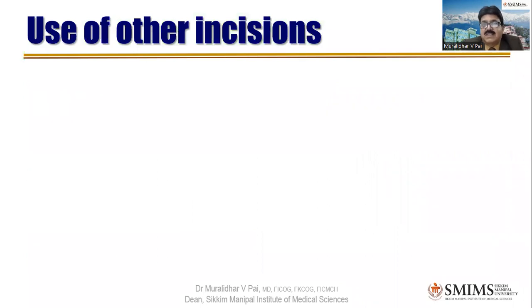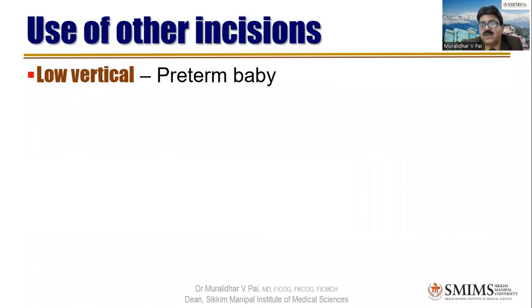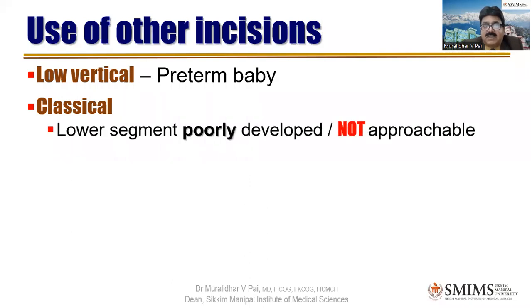What are the uses of other incisions, which I've already told you? Lower vertical probably is for a preterm baby, but I have never used it. Classical is not totally obsolete or out of modern obstetrics. It is coming back in a way, I should say, when the lower segment is poorly developed or not approachable because of thick adhesions. In another talk of mine about troubleshooting in Caesarean sections, I have talked about fundal incision, not just the upper segment, but a fundal incision, because not only the lower segment, the entire anterior wall was not approachable because of the dense adhesions with the intestines and other things.